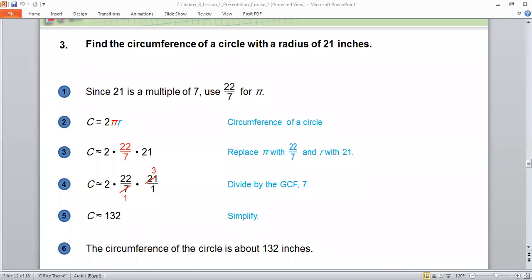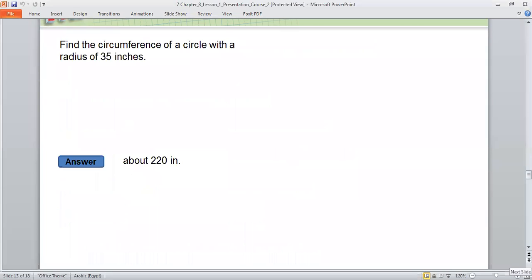Okay? We will see the next example, and after that, you will solve alone. Look with me at this example. Find the circumference of the circle if the radius is equal to 35. The radius is equal to 35. What will we do? Write with me.